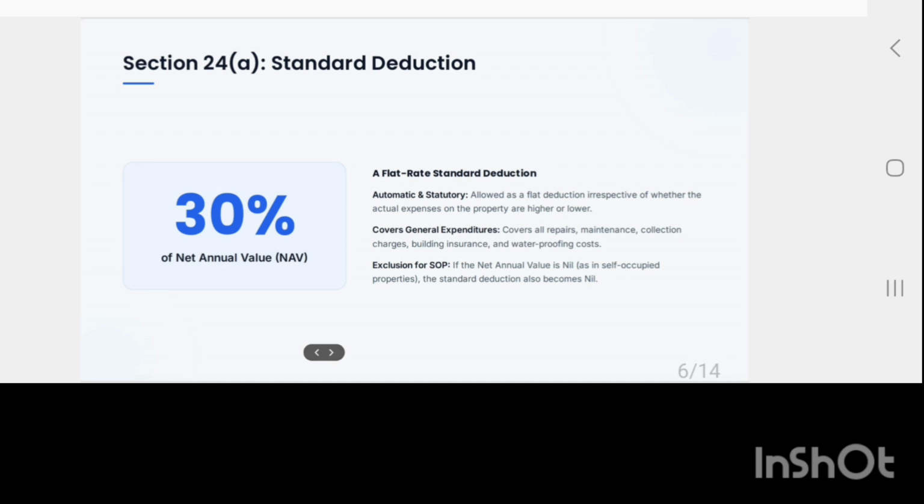And the standard deduction is under section 24A. For assets there is depreciation, but for house property they don't give any depreciation. Instead of that, they give 30% of NAV as the standard deduction.